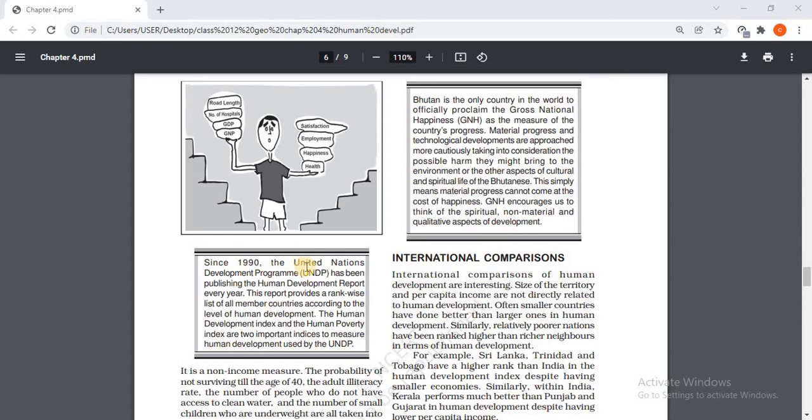Since 1990, the United Nations Development Programme (UNDP) has been publishing the Human Development Report every year. This report provides a rank-wise list of all member countries according to the level of human development. The Human Development Index and the Human Poverty Index are two important indicators to measure human development used by the UNDP.